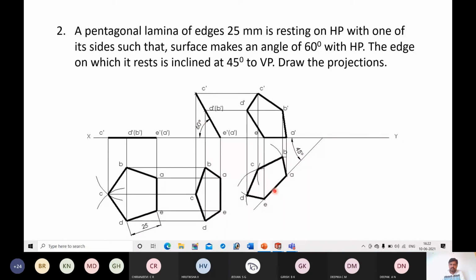Next, project the points, get the second top view. Next, draw a 45-degree inclined line, and get AE. After getting AE, take the radial distance between point E and C using a compass. Next again take the radial distance and draw an arc. Next, take the radial distance between A and C, draw an arc. You will get point C. You know A and E, so easily using a compass you can get point C.